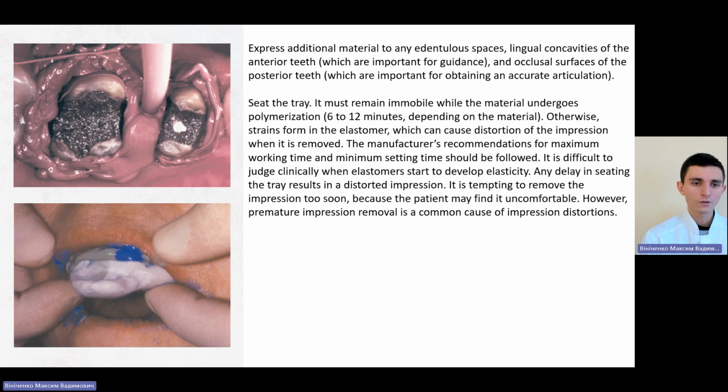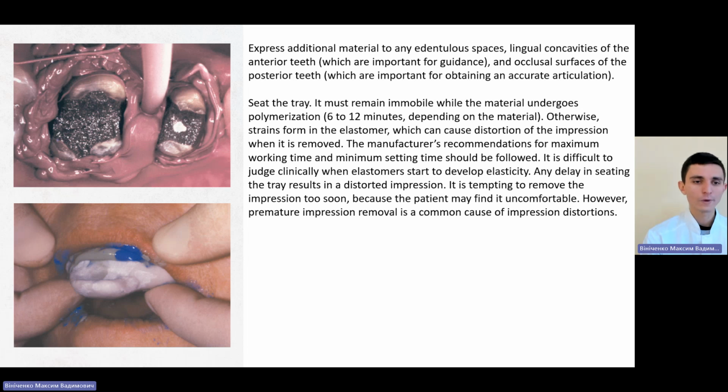Express additional material to any dentulous spaces, lingual cavities of the anterior teeth, which are important for guidance, and occlusal surfaces of the posterior teeth, which are important for obtaining accurate articulation. Seat the tray. It must remain immobile while the material undergoes polymerization, 6 to 12 minutes, depending on the material.